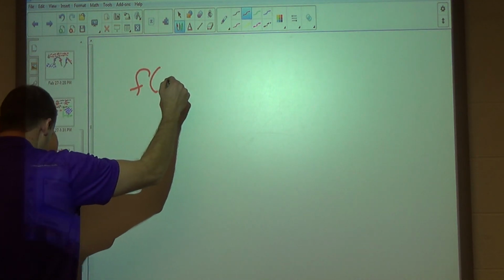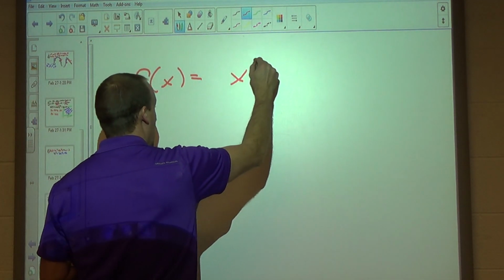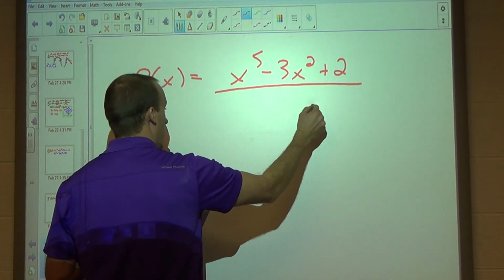We got f of x equals x to the 5th minus 3x squared plus 2, all over x.